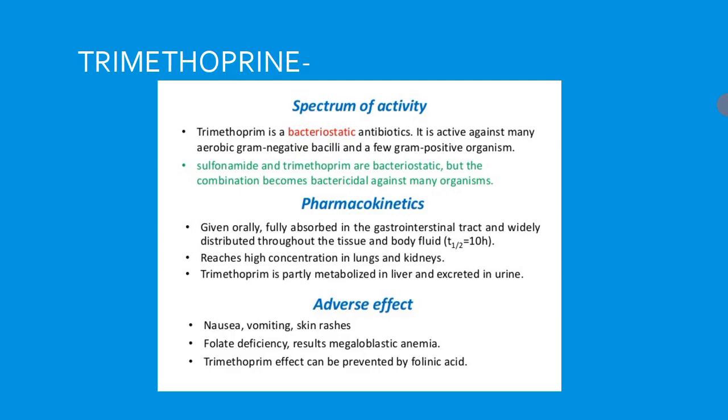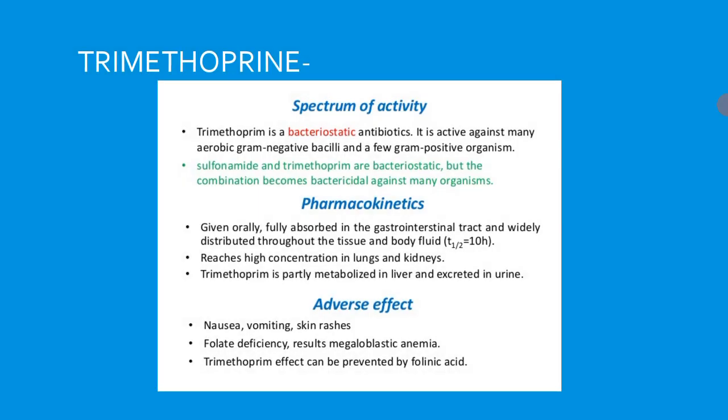Now what are the pharmacokinetics? That means how we can take this drug. We can take this drug orally, which is fully absorbed in the GI tract and distributed throughout the tissue and the body fluid. Then it reaches a high concentration in the lungs and the kidneys. Then trimethoprim is partly metabolized in the liver and will be excreted in the urine.